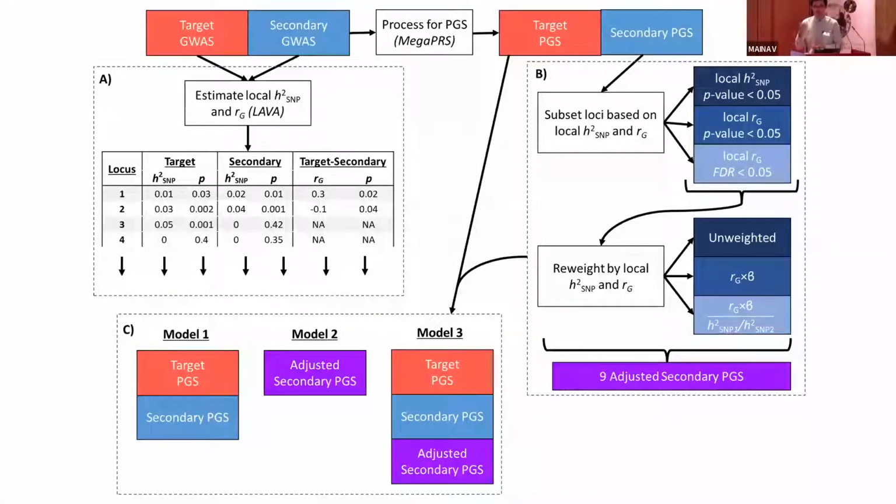In box A, we first ran LAVA to estimate local SNP heritability and local genetic correlations between our target phenotype and a range of secondary phenotypes using GWAS summary statistics. We then calculated polygenic scores using MegaPRS, which is implemented in the software LDAK, to process those GWAS summary statistics to account for LD and also perform shrinkage to improve the predictive utility of those GWAS summary statistics.